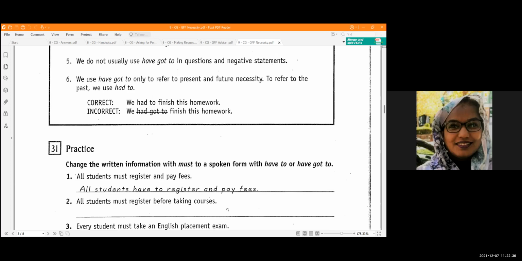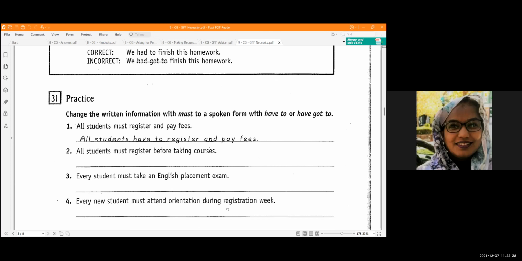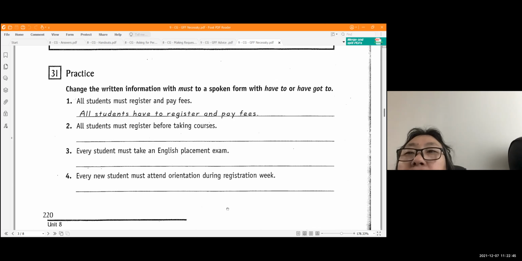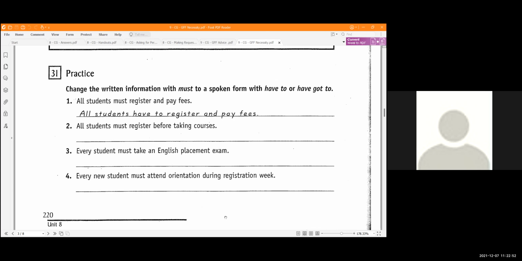Okay. The practice, exercise one. We change the written information with must to a spoken form with have to and have got to. All students must register and pay fees. All students have to register and pay fees.